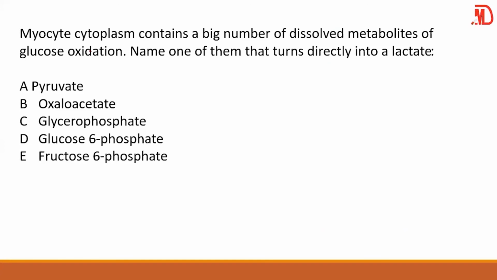Okay. Now look at this. Myocyte cytoplasm contains a big number of dissolved metabolites of glucose oxidation. Name one that runs directly into lactate. Don't forget, from the pyruvate, it either goes to lactate or it goes to the citric acid cycle. From pyruvate, it either moves to lactate where there's no oxygen, or it moves to the citric acid cycle where there's oxygen to produce the energy. So here you are thinking of pyruvate. So here your answer is A.